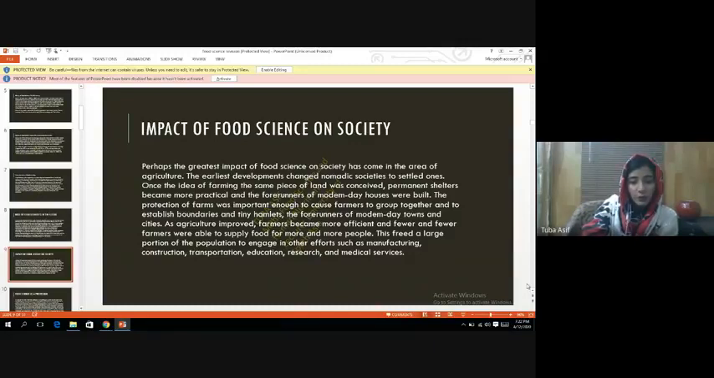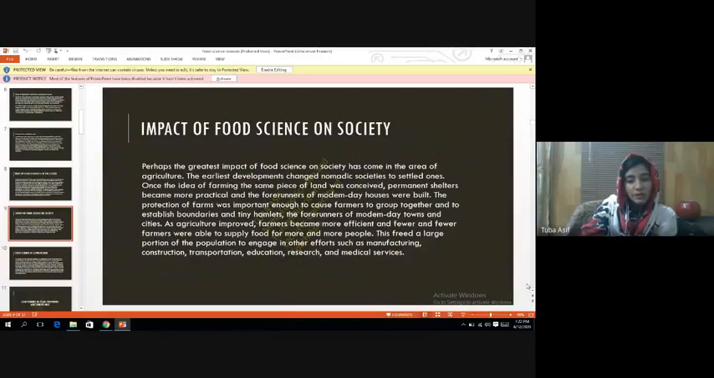As agriculture improved, farmers became more efficient, and fewer farmers were able to supply food for more and more people. This freed a large portion of the population to engage in other efforts such as manufacturing, construction, transportation, education, research, and medical services. So we can conclude that food science spared many of the other fields, and it gave so much manpower to other sciences, to other things as well, regardless of just the farming and the agricultural conventional methods.